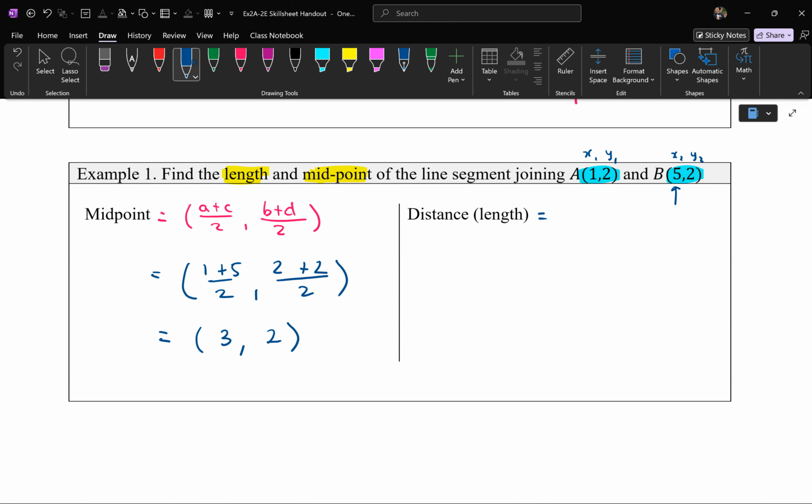Next person. Kai, what's the distance formula? So in the brackets x2 minus x1 power 2. Good. Plus another set of brackets y2 minus y1 power 2. Beautiful. That's my formula. You've got your 2 points. Here we go. Let's fill it in.